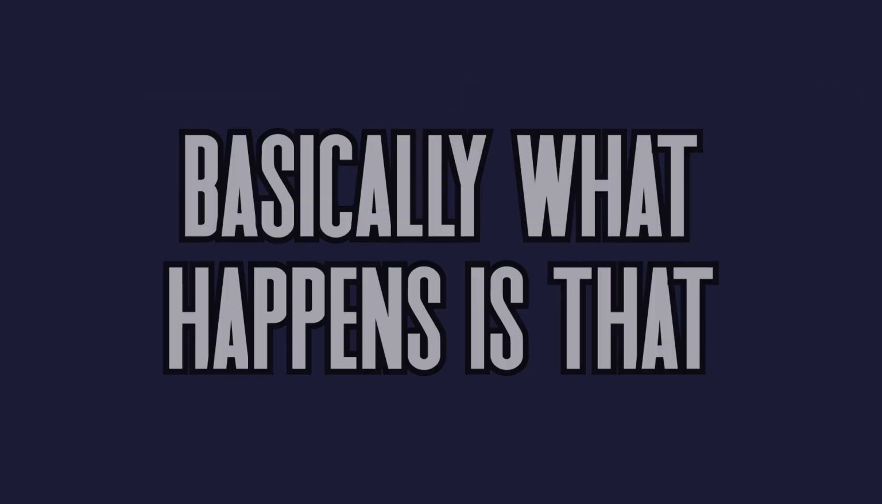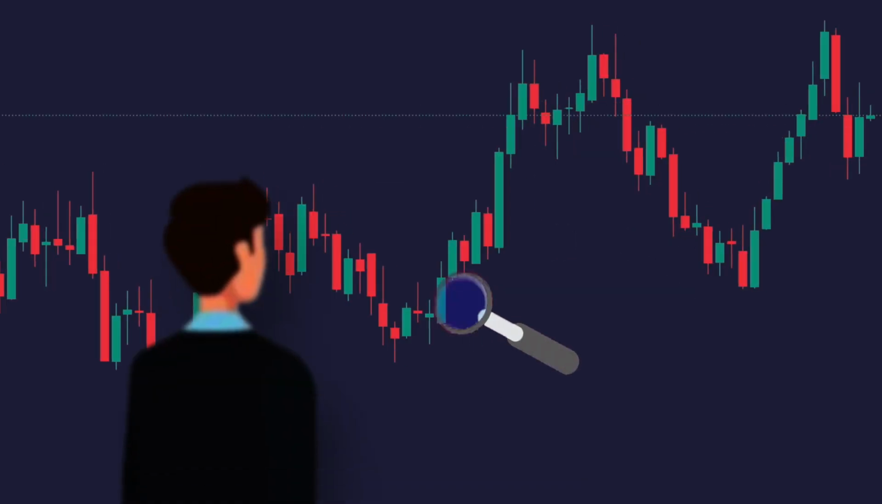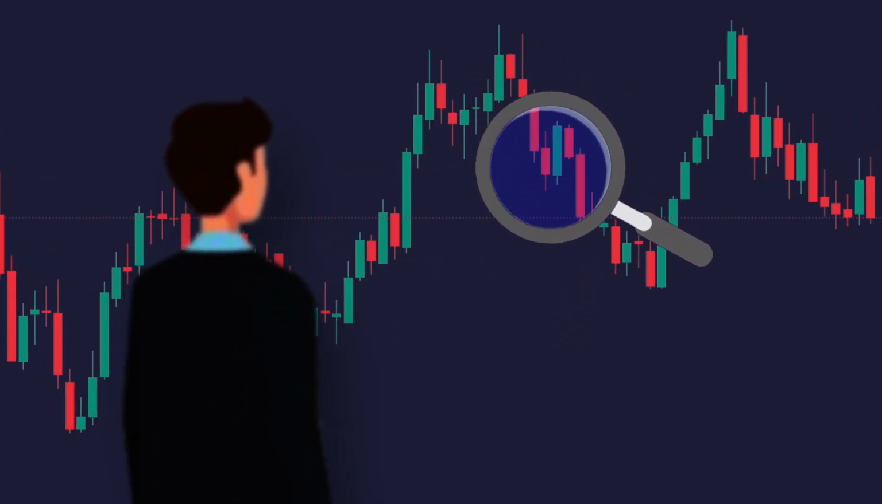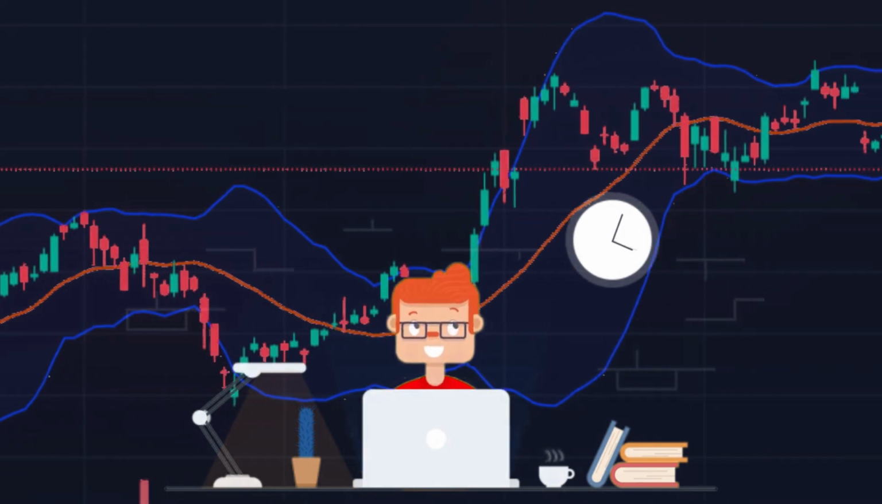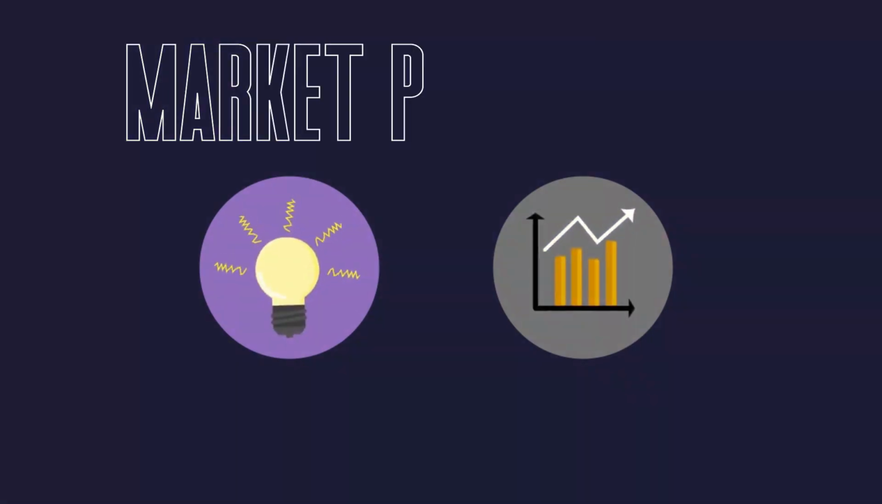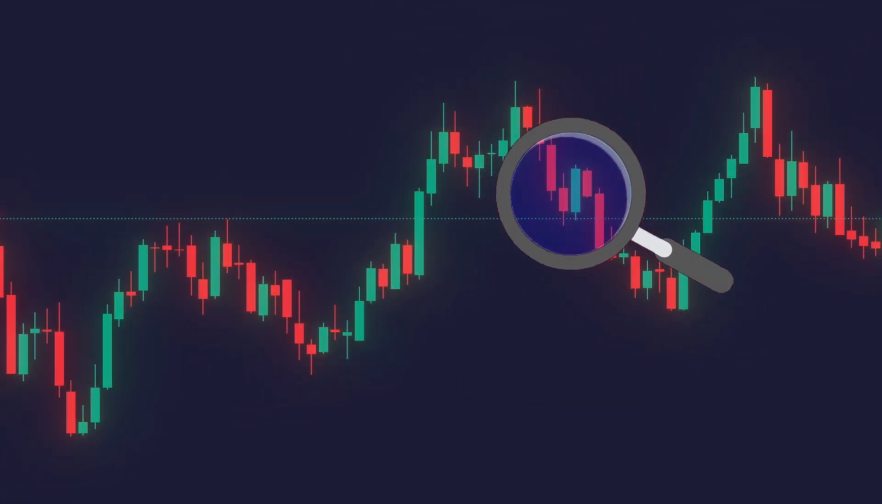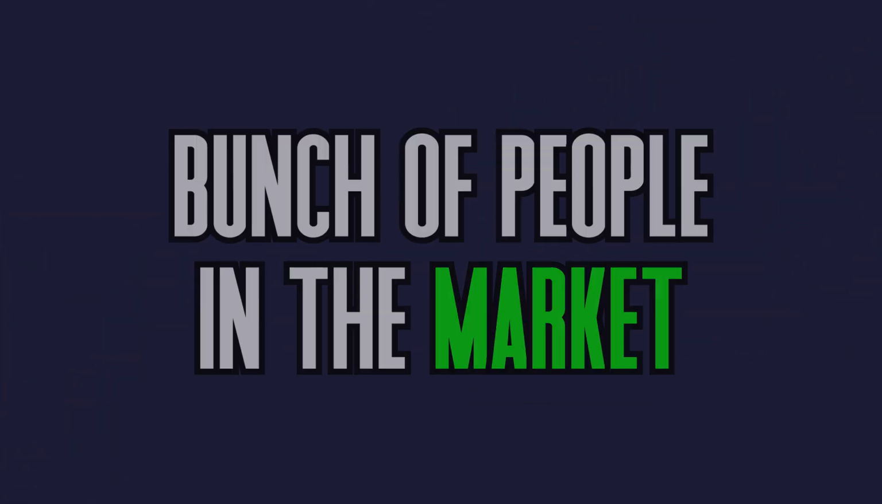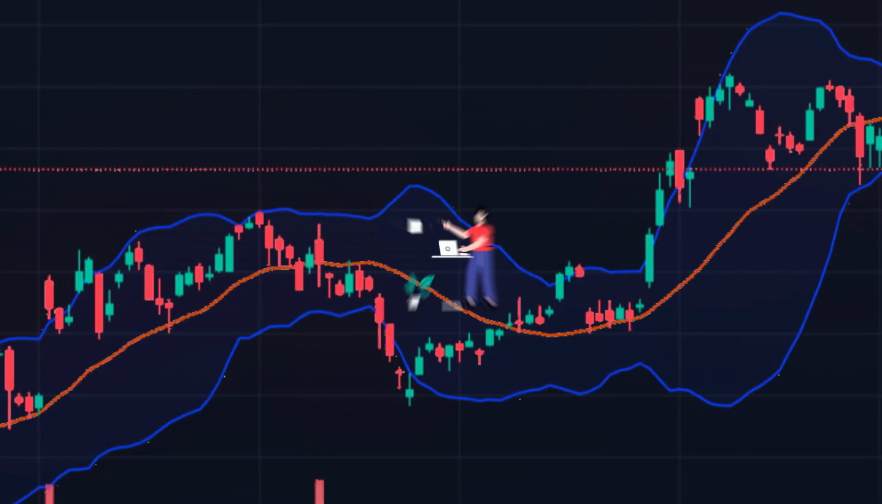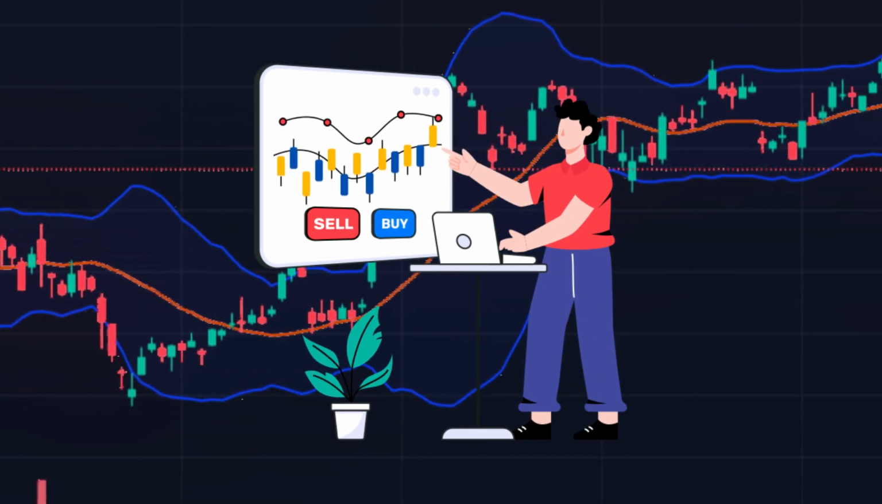Basically, what happens is that traders and investors look at how things went before and then react to what's happening now to try and guess what's going to happen next in the market. It's all about market psychology, you know? There's nothing super special about these price levels. It's just that a bunch of people in the market have access to the same info, and they're all making trades at around the same levels.